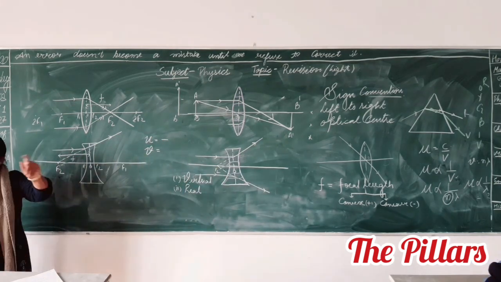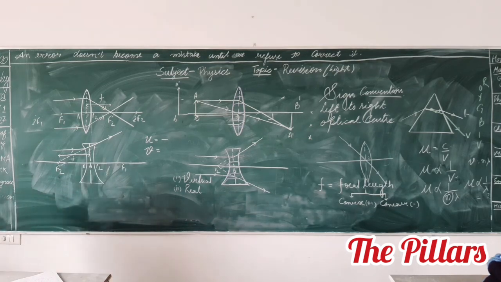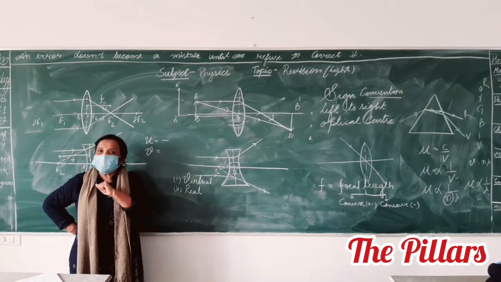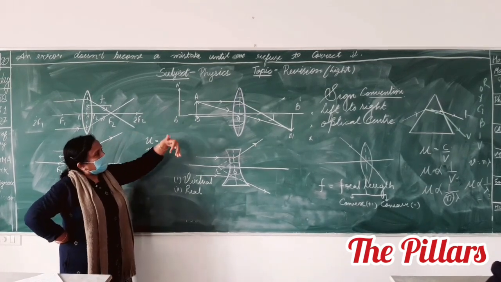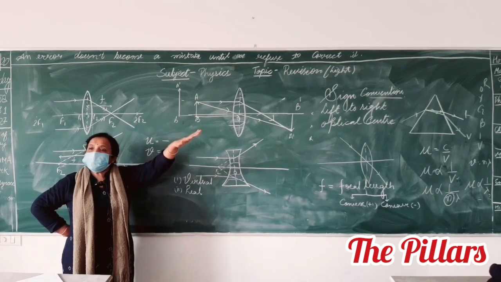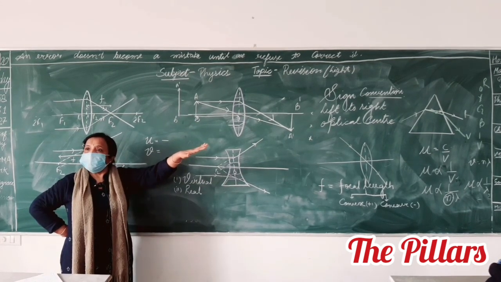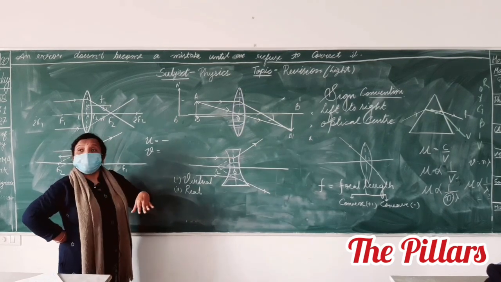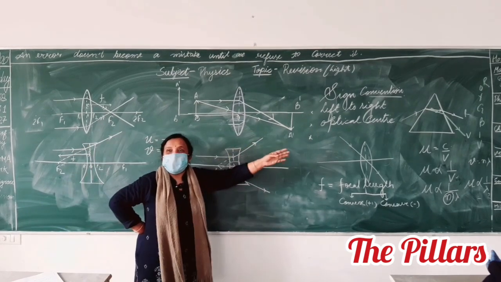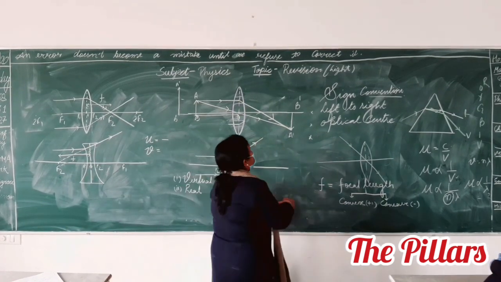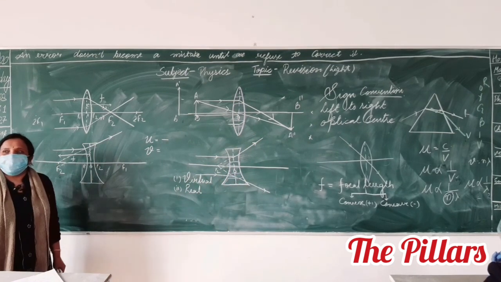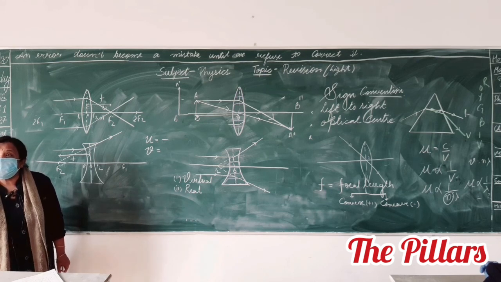Right. Now, my next question to Saurabh Pandey. Sit down. Yes, Saurabh Pandey, tell me, in this figure, which one is virtual image and which one is real image? Very good. This side. And this is also A dash, B dash. Okay. So you can say this is A double dash and B double dash. Very good.